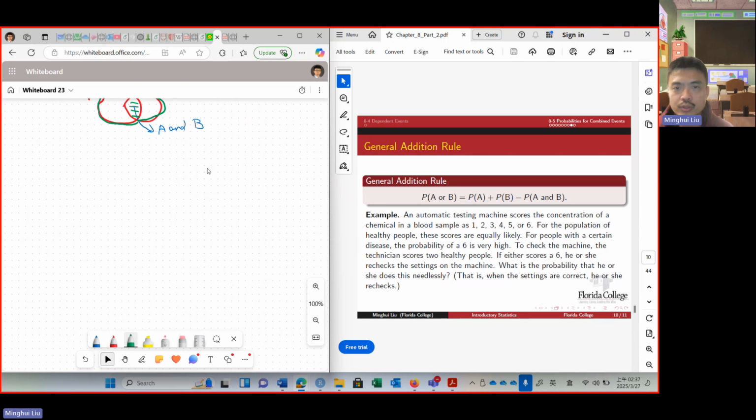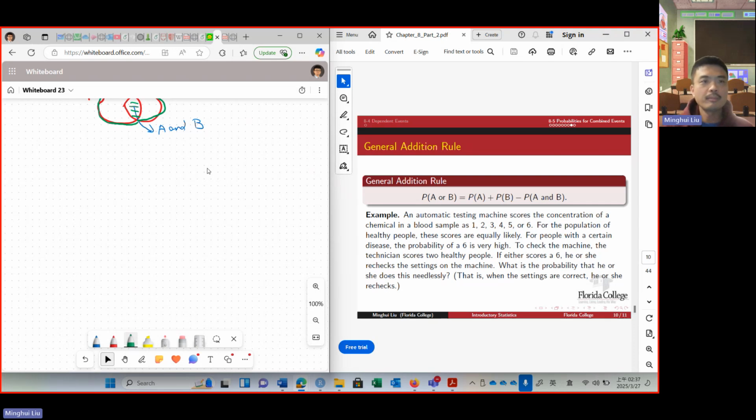So the technician scores two healthy people. If either one is a 6, then the technician needs to recheck the settings of the machine, because the technician believes that seeing a 6 for two healthy people is not likely. So if I see either a 6, then we need to reset the machine. So what's the probability that this is basically unnecessary? The machine is really working the way it is, but we still recheck the machine. Or in other words, assuming that the machine is good, what's the probability that two random people using the machine show either a 6?